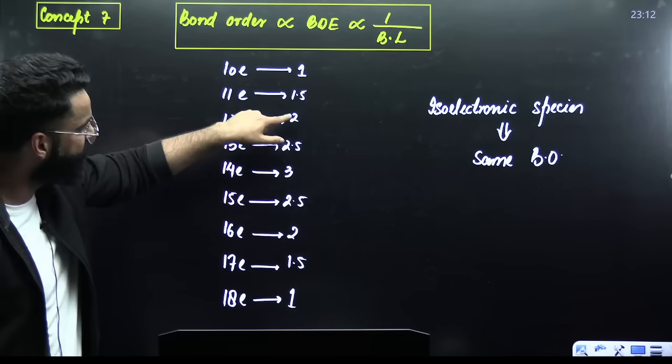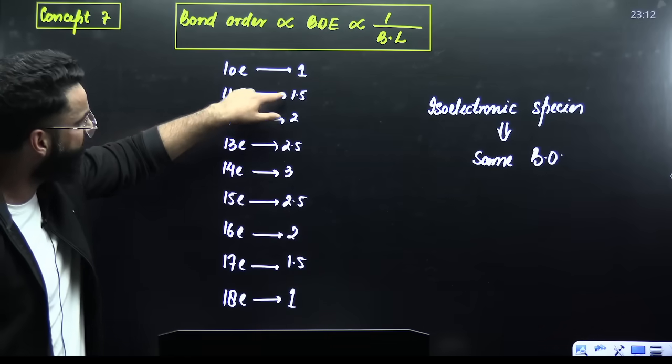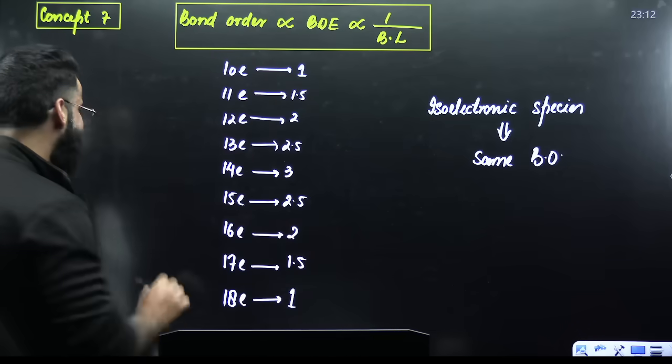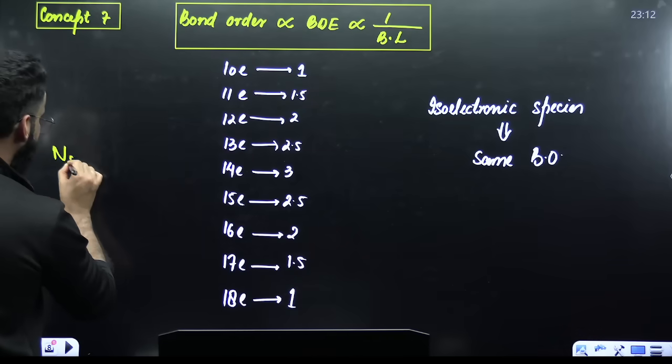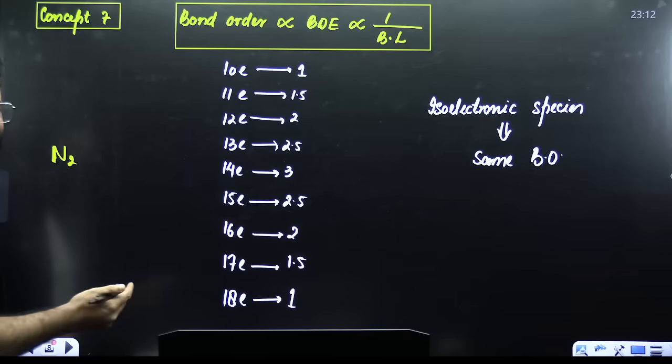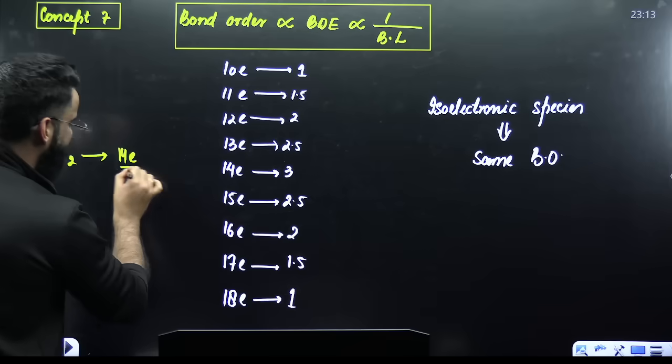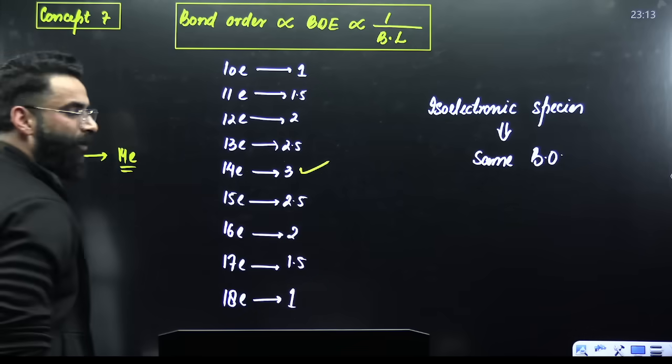12 electron species, reduced by 0.5. 11 electron species, reduced by 0.5. 10 electron species, reduced by 0.5. Perfect. For example, let's say they are asking me what is the bond order of N2 molecule. Now, in case of N2, how many electrons will be there in total? One nitrogen atom has got 7 electrons, so in total 14 electrons. If it is a 14 electron species, its bond order will be 3.